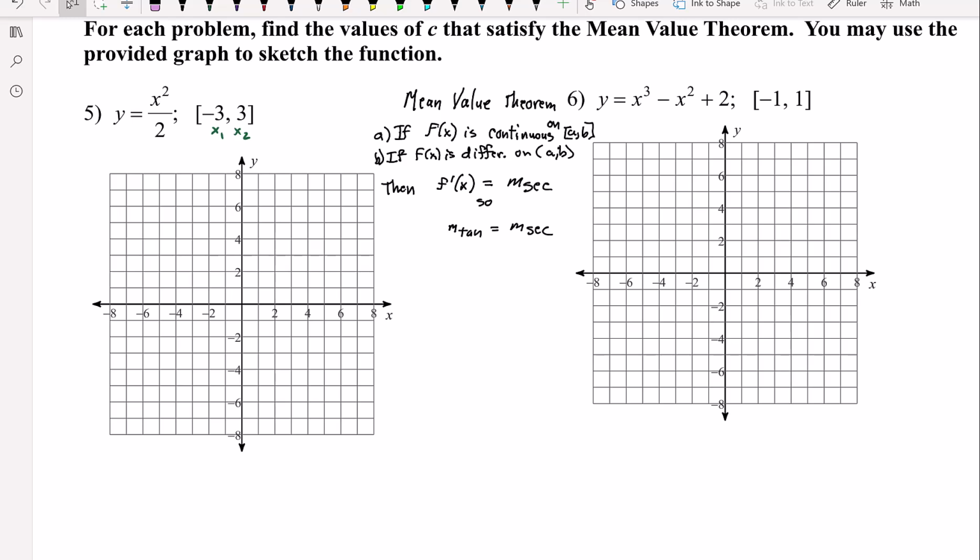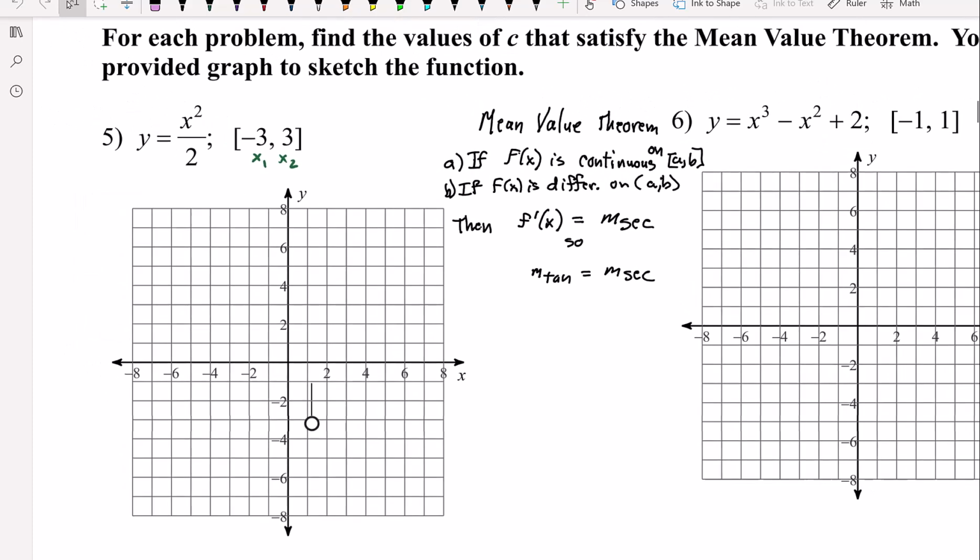Okay, the mean value theorem is a little bit different than Rolle's. Rolle's is a special type of the mean value theorem. For the mean value theorem, we still have the first two conditions similar. If f of x is continuous on the closed interval, and if f of x is differentiable on the open interval, this time, then the derivative is equal to the slope of the secant line.